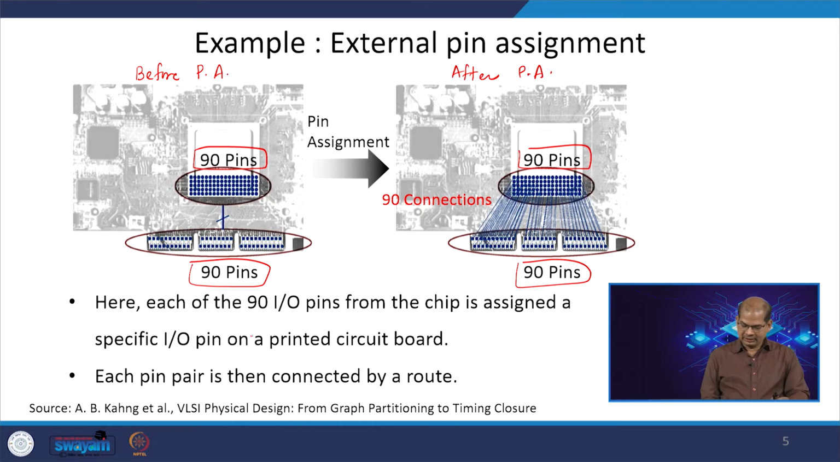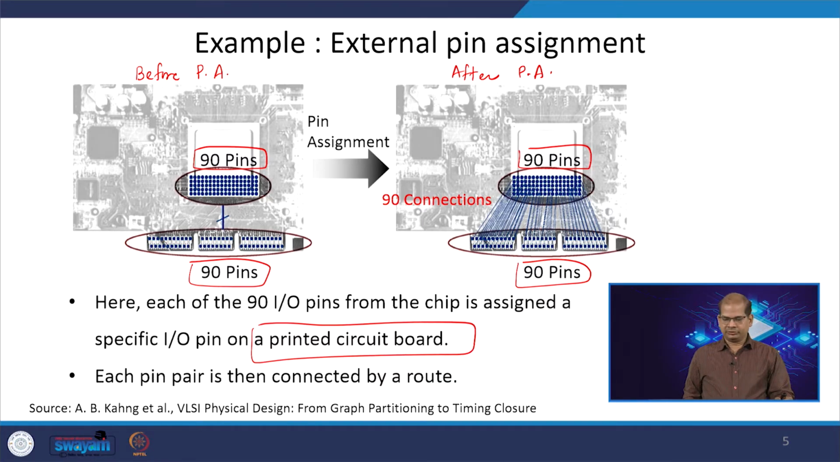This is happening in a PCB, a printed circuit board, but it can also be done inside a chip. This external pin assignment can be done inside a chip also. Whenever you have multiple blocks, how can we connect those blocks to the IO of the chip? Here each pin pair is connected by a wire or a route. Pin pair means this one and this one. This is called one pin pair. A pin pair is connected by one route, and route means wire.